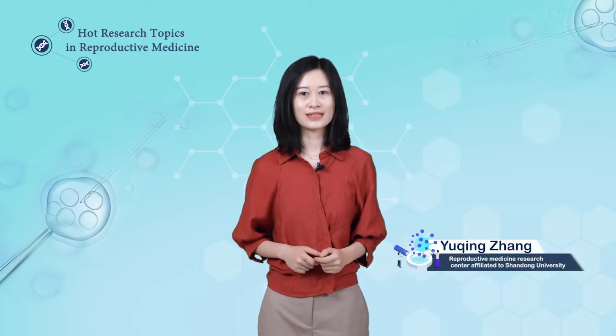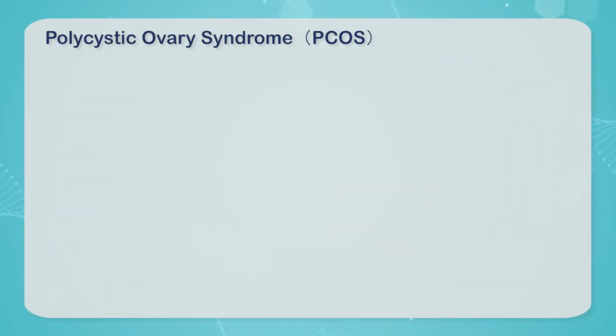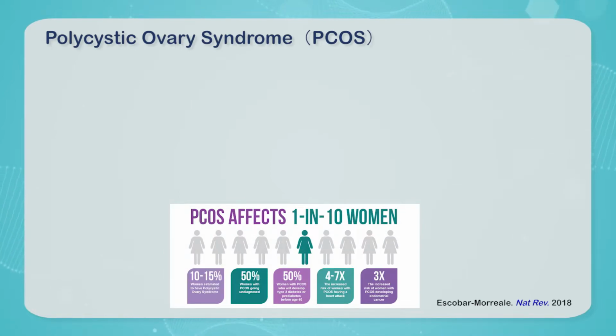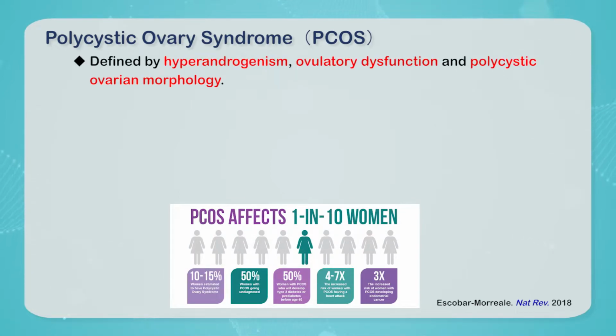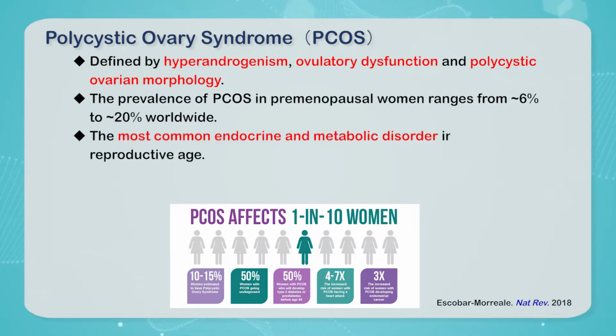Today, we'll introduce animal models to understand the pathogenesis of polycystic ovary syndrome. Polycystic ovary syndrome is a heterogeneous disorder that is defined by hyperandrogenism, ovulatory dysfunction, and polycystic ovary morphology. The prevalence of PCOS in premenopausal women ranges from about 6% to 20% worldwide, making this syndrome one of the most common endocrine and metabolic disorders in women of reproductive age.